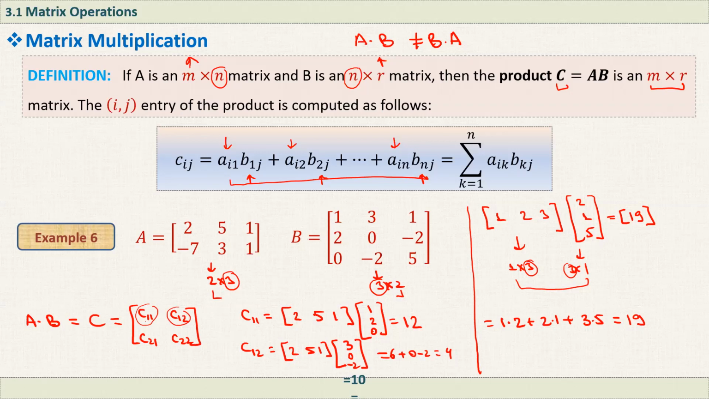So how about, for example, C2,1? I can evaluate this somewhere here. Okay, let me just change marker color. For example, C2,1 is the second row of the first matrix and the first column of the second matrix. What is the second row of A? That is negative 7, 3, 1. And we should multiply by the first column.